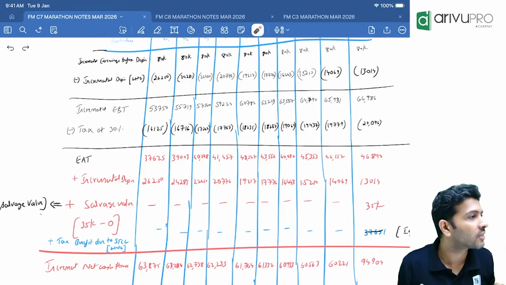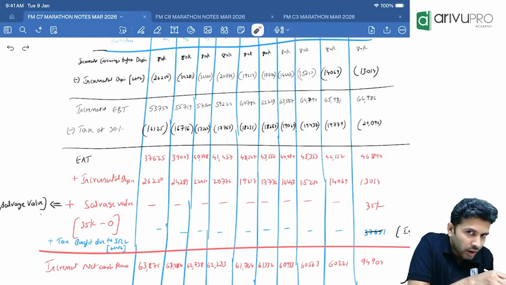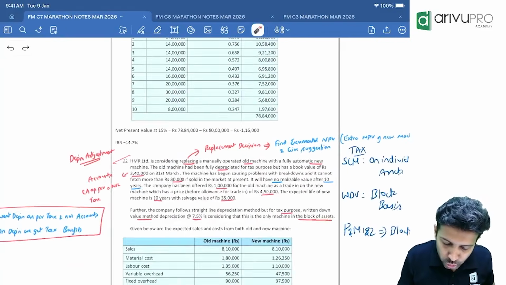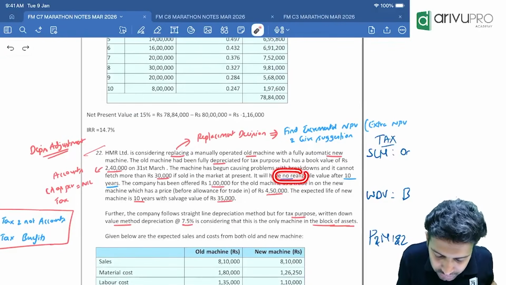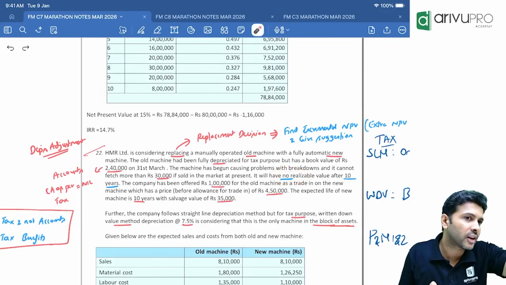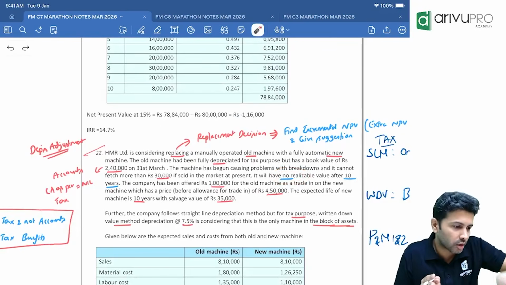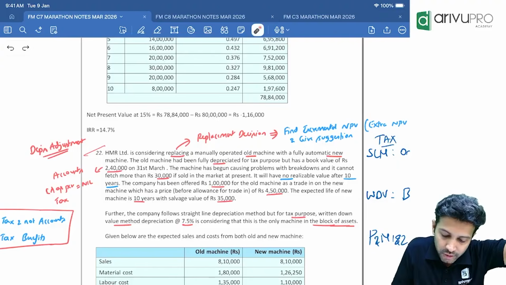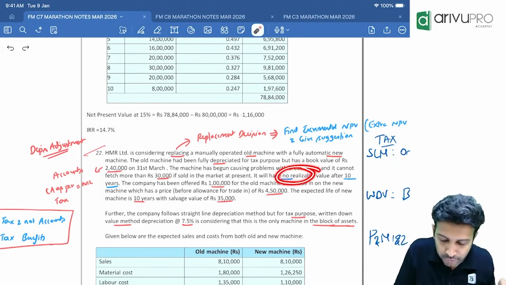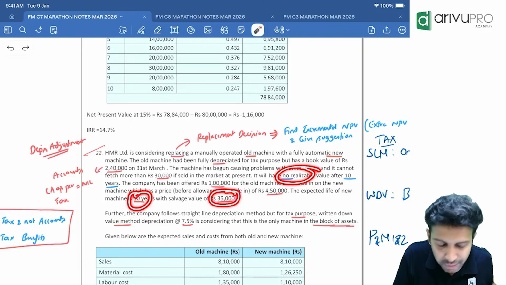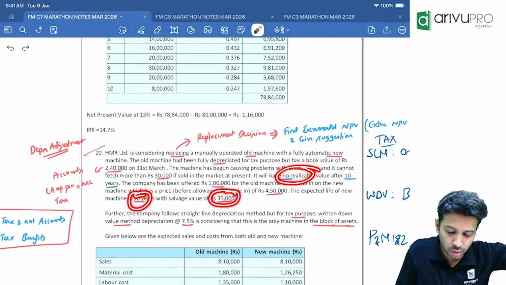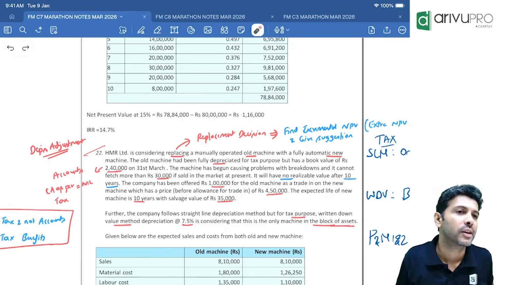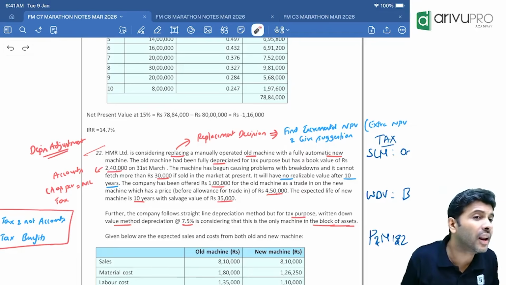How do you get incremental salvage value? Old with new. They told in the problem, if you continue to use the old asset for 10 more years, what will be the salvage value? 0. So here the decision is whether to continue with old or go with new. If you continue to use the asset for 10 more years, its salvage value is 0. But if you buy a new asset, salvage value after 10 years will be 35. Old salvage value 0, new salvage value 35. So is new having an extra salvage value?